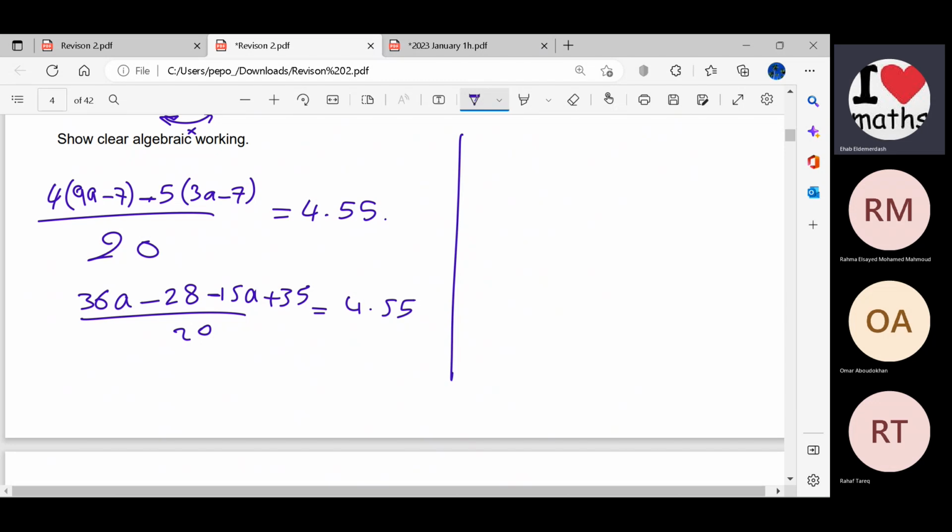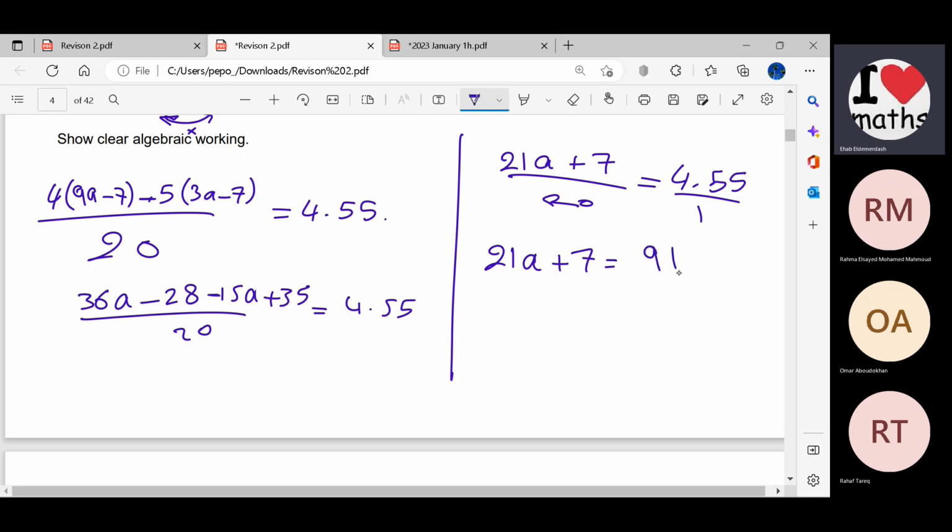So what is the problem here? Just be careful about the sign, be careful about the collection. 36 minus 15 is equal to 21a, and minus 28 plus 35 gave me positive 7, over 20, is equal to 4.55. I have to go for the cross multiplication, so it's 21a plus 7 equal 20 into the expression, 20 into 4.55, which is 91, minus 7. So 21a is equal to 91 minus 7, which is 84, so a is equal. Okay, so it's an easy question.